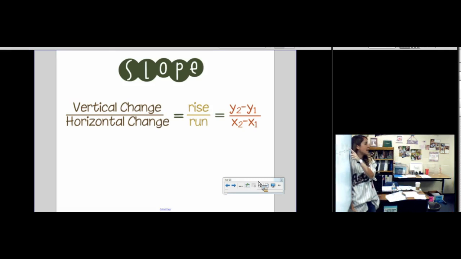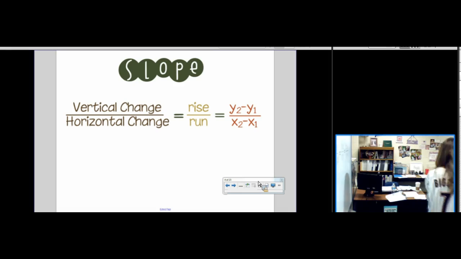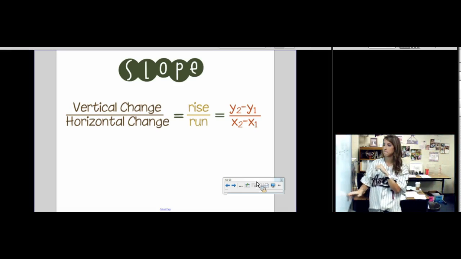And how does this relate to what Helen said? Good. What does delta mean? Change. So it's the change in y over the change in x. Change means to subtract. So you take your y's and you subtract them. That's your numerator. You take your x's, you subtract them, and that's your denominator. Okay.